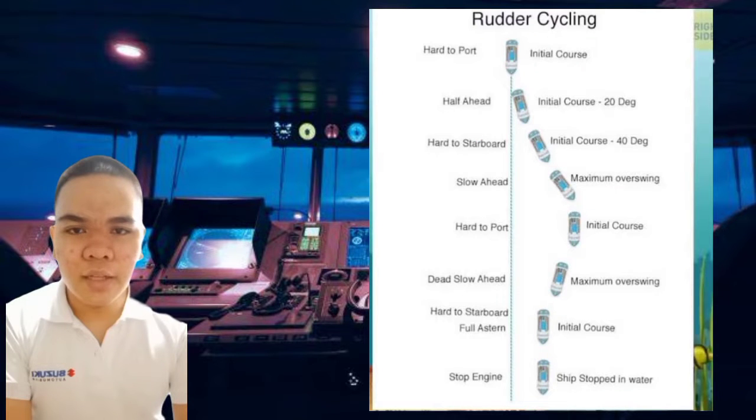Rudder cycling is the most effective way to stop the ship without changing the heading. It uses the resistance of water on the underwater hull area to reduce the speed of the ship when the ship heading is returned to the original course. Put the rudder hard to starboard to check the swing.